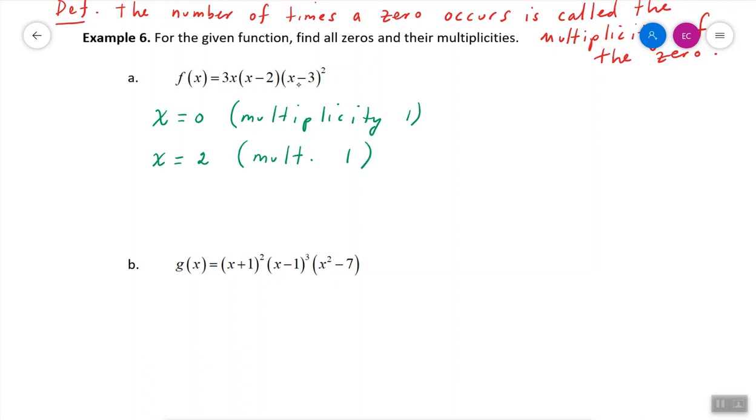And then you have a factor x minus 3. And sure enough, the multiplicity is 2 this time. If x minus 3 is the factor, then the 0 is x equals 3 with multiplicity 2.